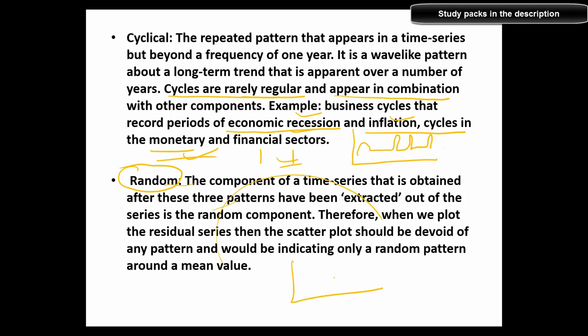And the last pattern is the random, and this is the easiest to understand. Random is anything that cannot have a particular pattern. It's totally random, as the word says. You do not have any pattern. You cannot extract any pattern out of it. So it's totally random.